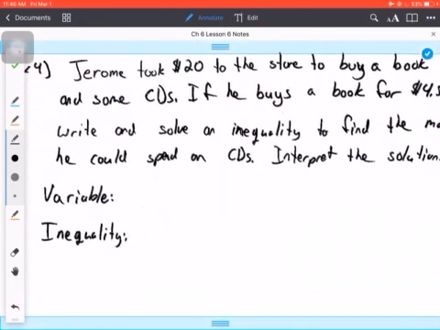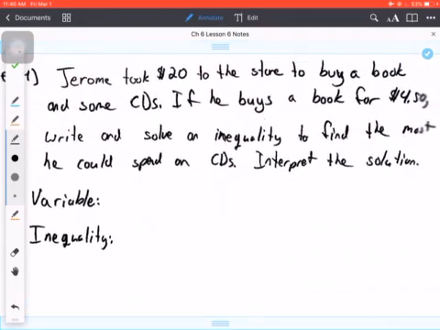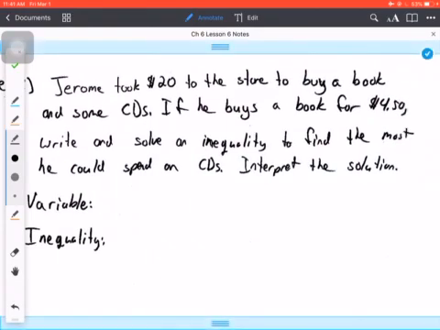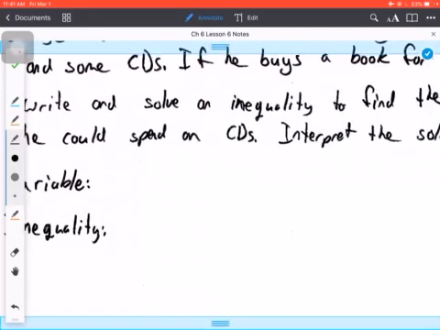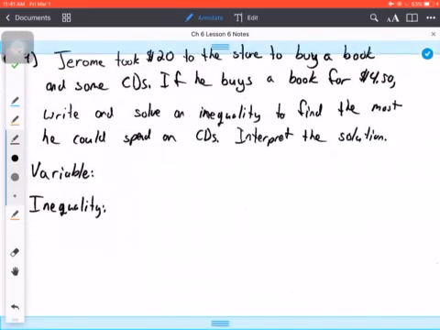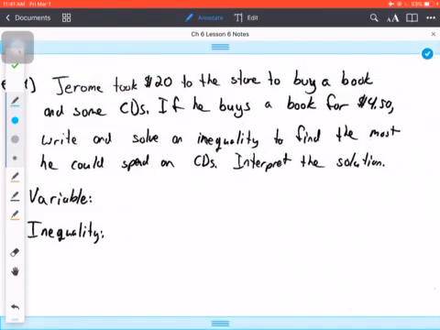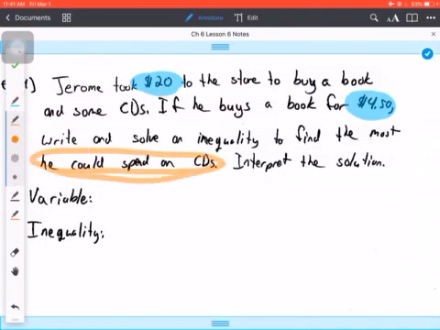Alright, example 4. Here's a word problem now. So it says Jerome took $20 to the store to buy a book and some CDs. If he buys a book for $4.50, write and solve an inequality to find the most that he could spend on CDs, and then of course interpret the solution. So the first thing we need to do is find important information. So Jerome took $20 to the store. That's important. He bought a book for $4.50. That's important. We want to find out how much he can spend on CDs. That's important.